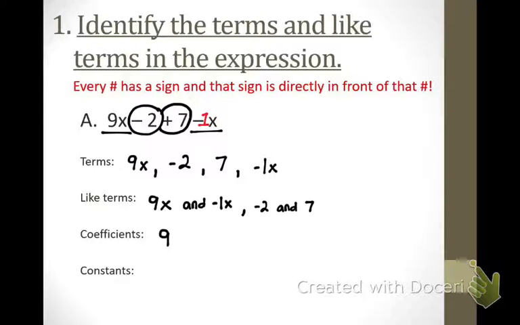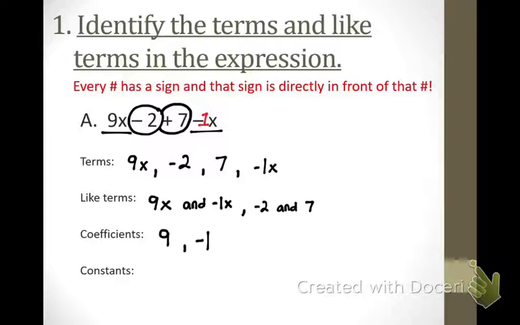Are there any other coefficients in the original problem? Yes. What is it? 1. Not 1, but -1. -1. Okay, if you look back at this one right here, that is the number part of the variable term. The -1 is attached to an x, so that's called our coefficient.